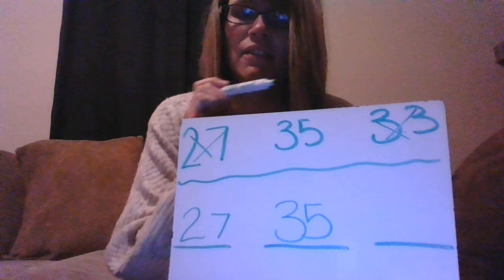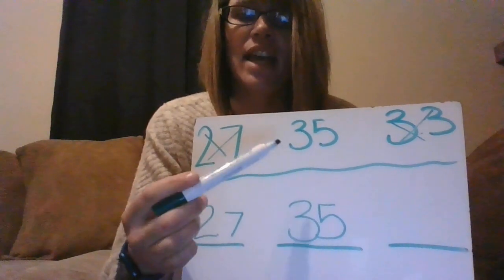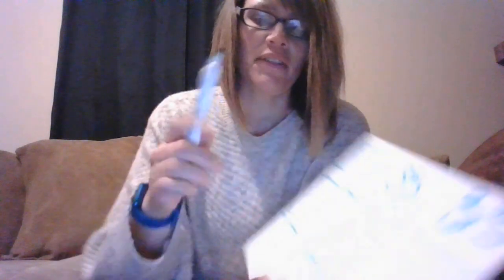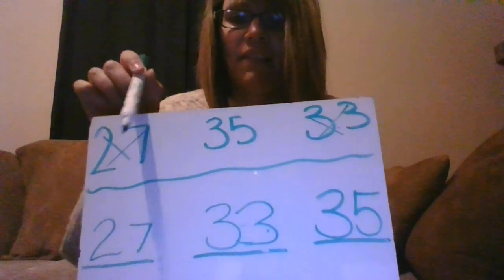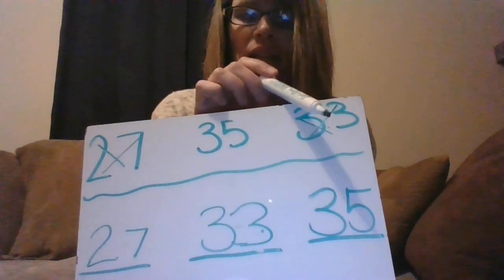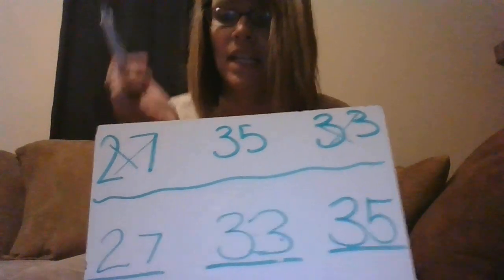So I'm going to write that one next, cross it off up top because I'm done. So then that leaves, oops, sorry, I wrote the wrong number. So then that leaves 35 as my last number. So 35 is going to be my greatest number. So if I'm writing these in order from least to greatest, I've got my 27, 33, and then 35 being my greatest number.